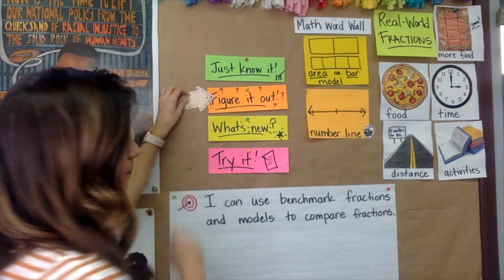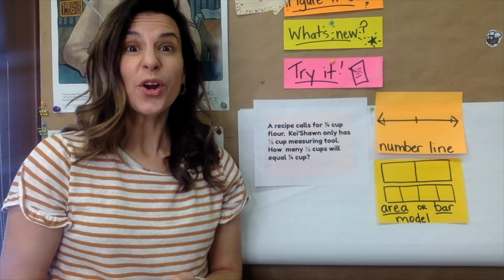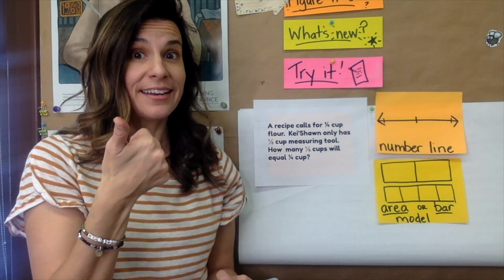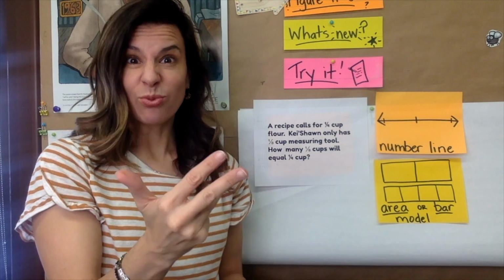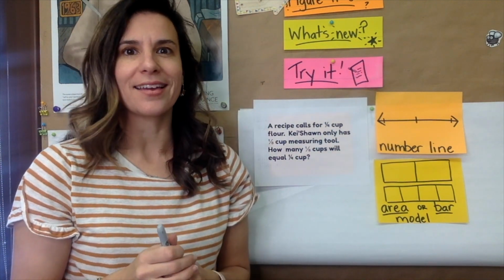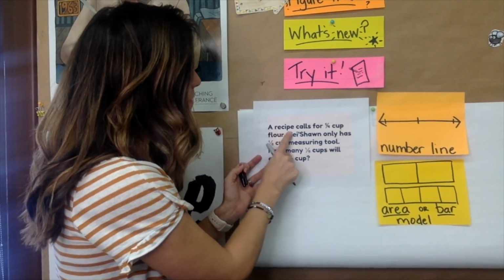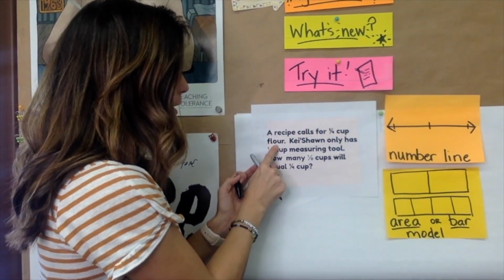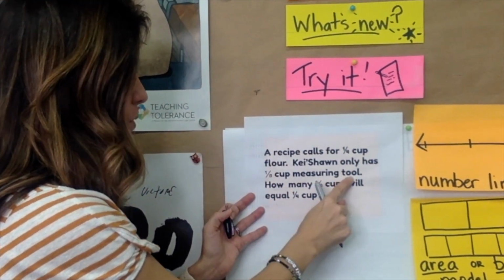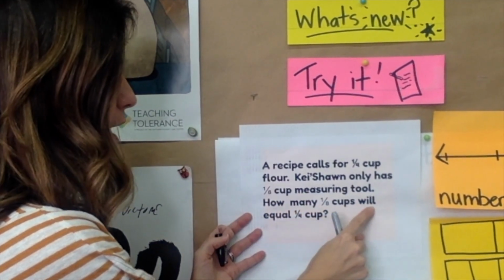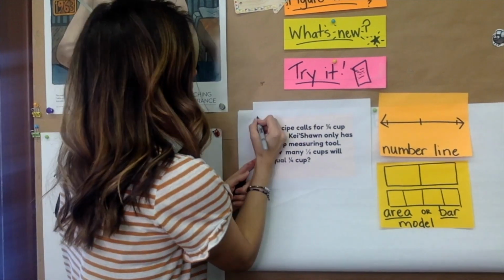Figure it out. For our figure it out word problem today, we're going to do 4 things. We're going to read it, think about it, draw a model, and write a sentence to show our thinking. Are you ready? Let's start by reading. A recipe calls for 1/4 cup flour. Keyshawn only has 1/8 cup measuring tool. How many 1/8 cups will equal 1/4 cup? Okay, check. We read it.